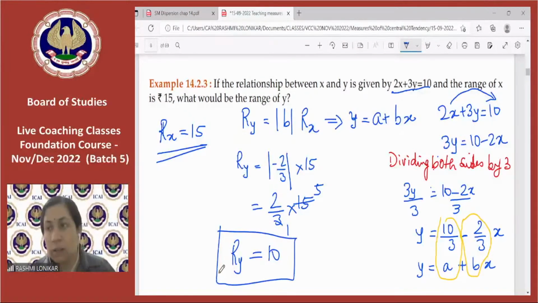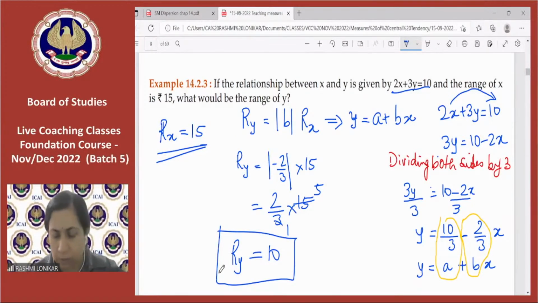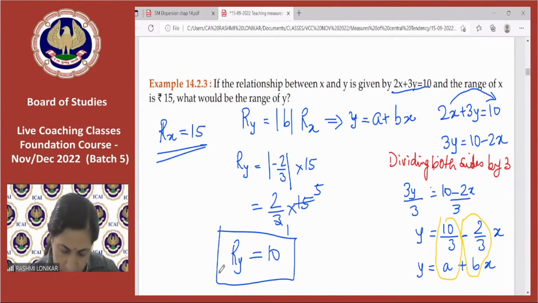Okay, Jyoti, I hope you've understood. Second point, you've understood now, Arshdeep? Yes, Sonali, Avinash.